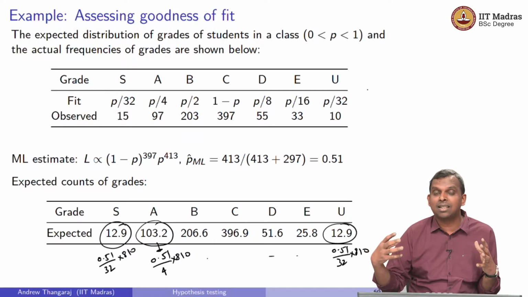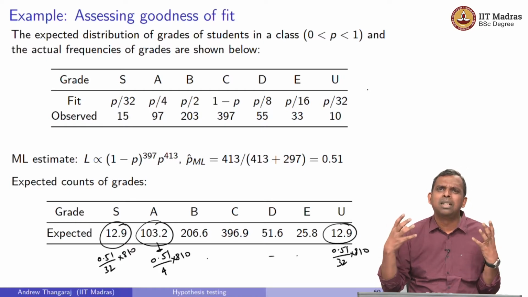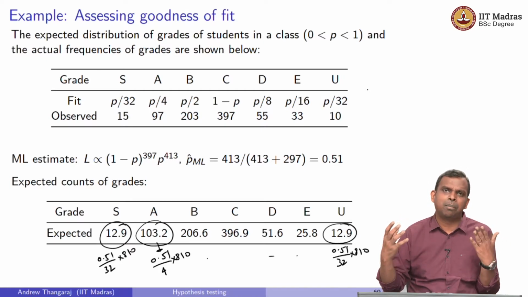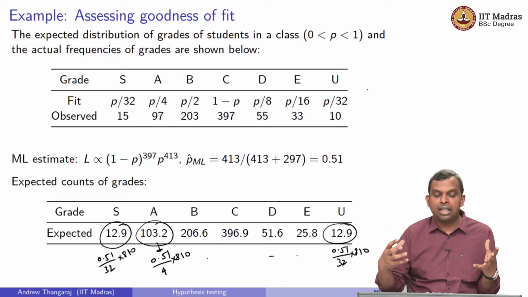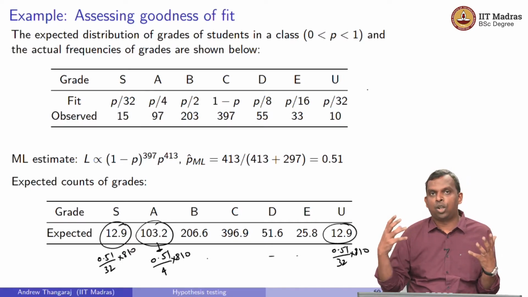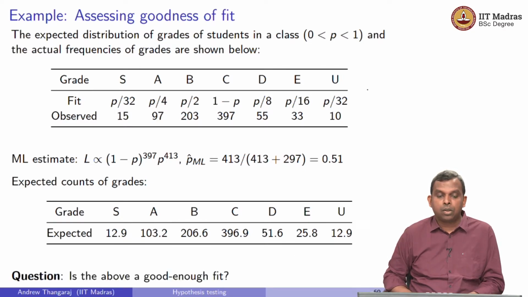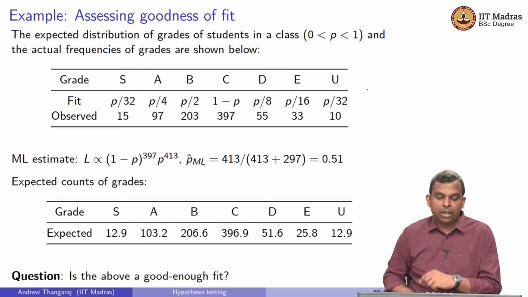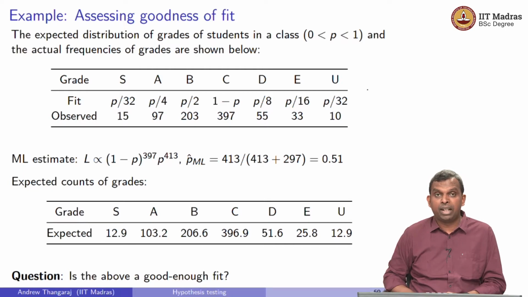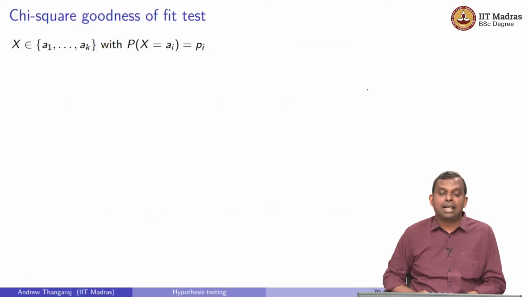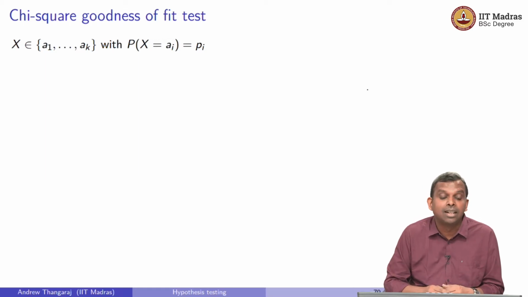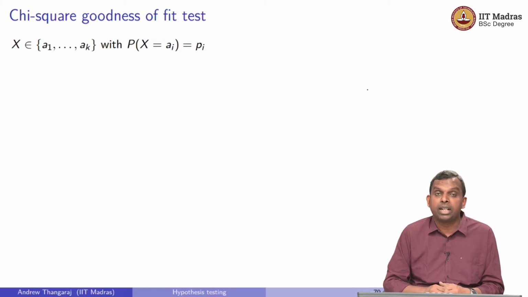The question is, is this a good enough fit? Maybe you want some statistical analysis method, some p-value, maybe some significance level, maybe to come up with a test to see if this is a reasonable fit or not. This is a typical statistical problem. If you were to ask a question like, is the above a good enough fit, there is an answer, and one way of answering it is to use something called the chi-squared goodness of fit test.